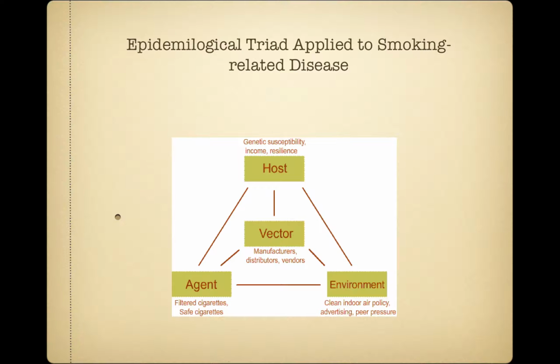So versus 50% of the population smoking 60 years ago. And 50% of men worldwide smoke. So less than 20% smoke here. So we've cut back on advertising. There's peer pressure on people not to smoke anymore. And then the vector would be the delivery system, the manufacturers, the distributors, the vendors.